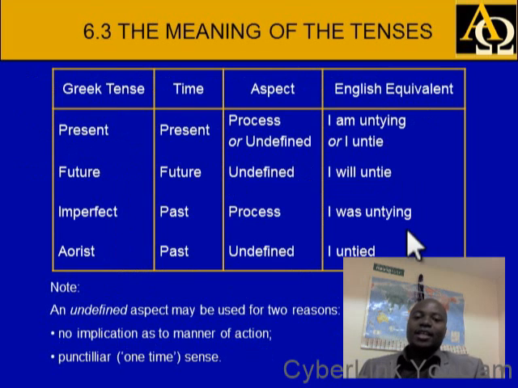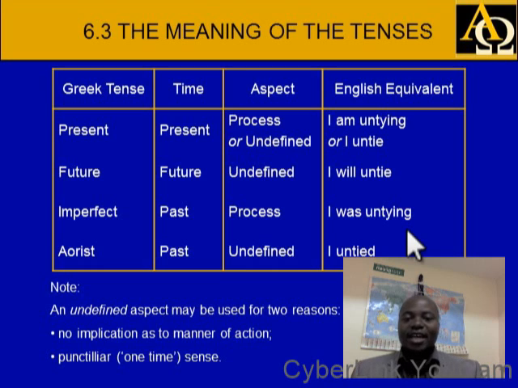So the meaning of the tenses. The present tense is process or undefined. So I am untying or I untie. We've already learned the present tense. The future is about time and aspect. I will untie. So it's undefined. In the future something will happen, but we don't know whether it's going to happen as a process or as one point in time.